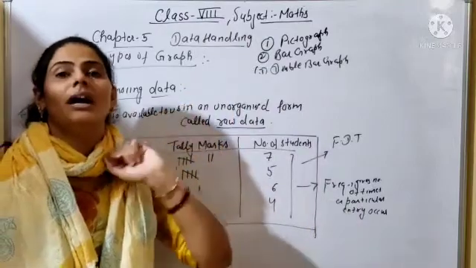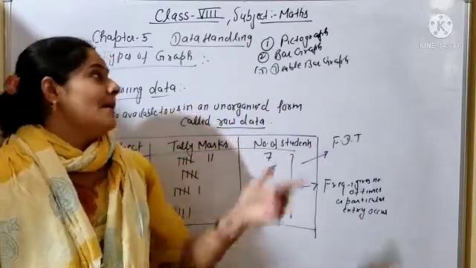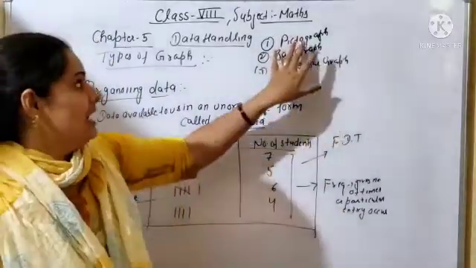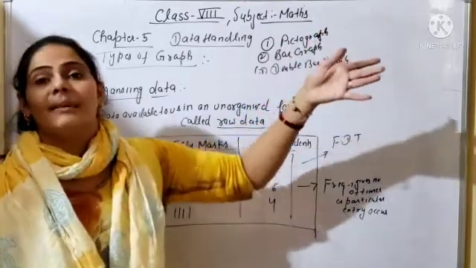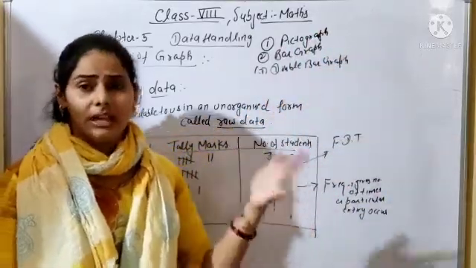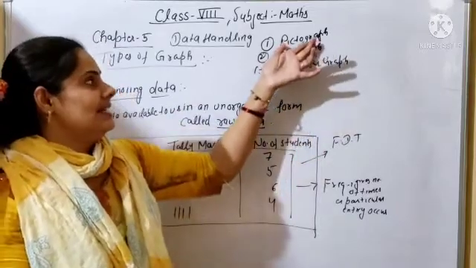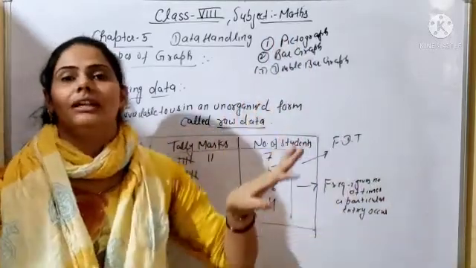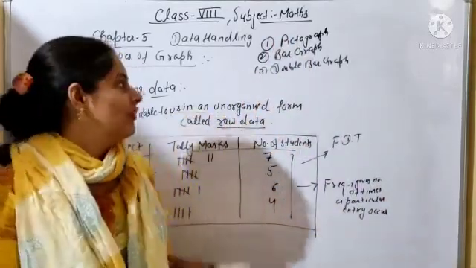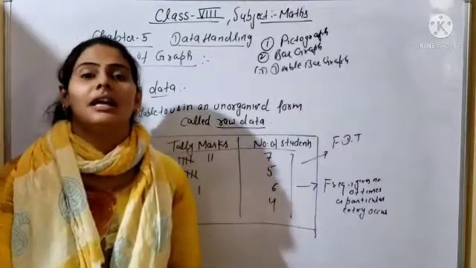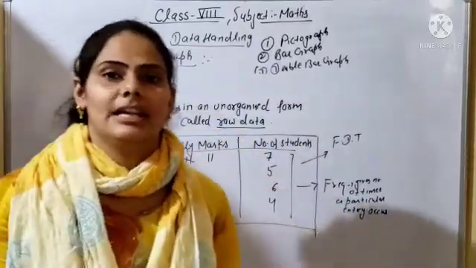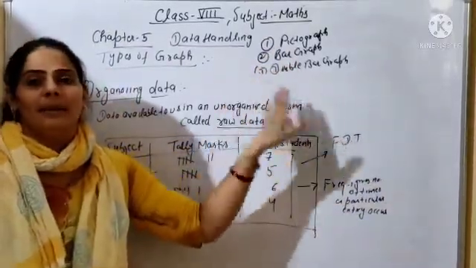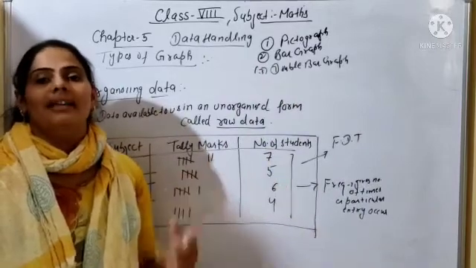What is a pictograph? When you are representing your data and information by using any symbol. Pictograph means by picture, by any symbol. A bar graph is when you draw your data using bars of uniform width. A double bar graph is when you are showing two data simultaneously, and it is mainly used for comparison of the two data.